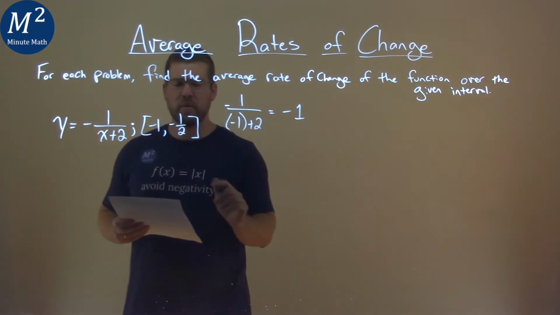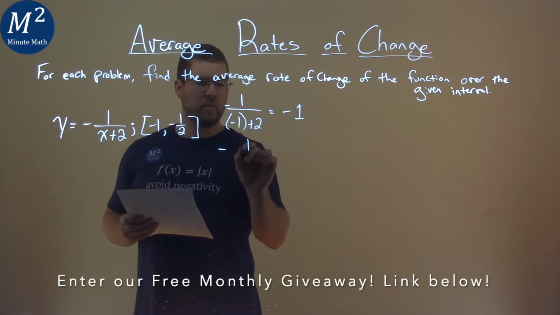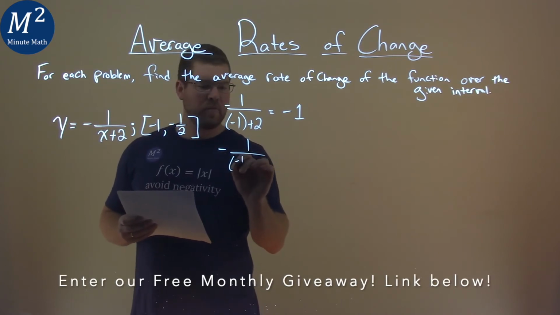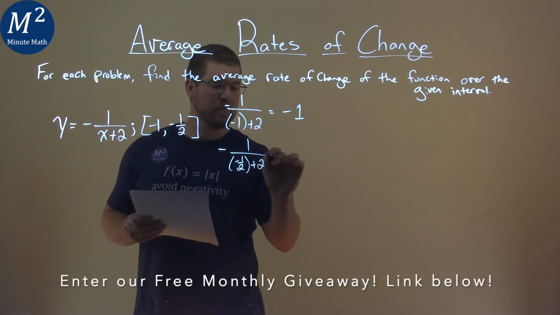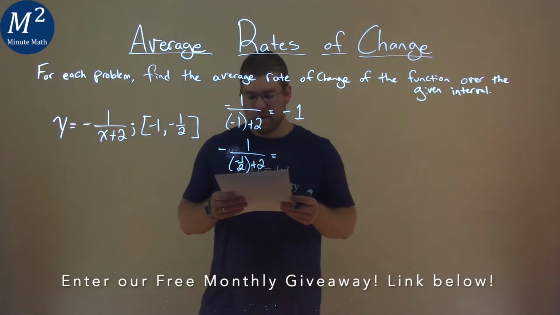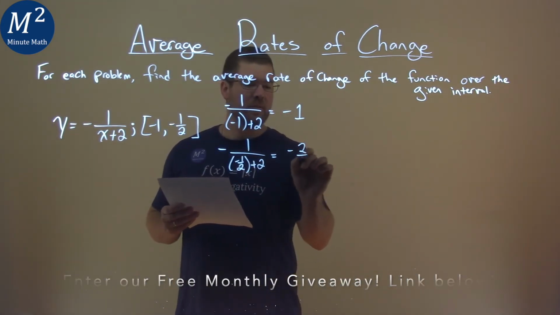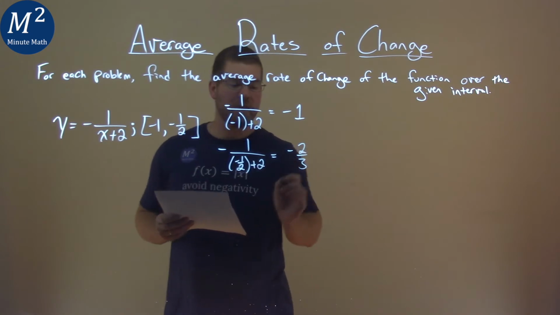Let's do the same thing with the negative 1/2. Negative 1 over negative 1/2 plus 2. That comes out to be a negative 2/3 as a y value.